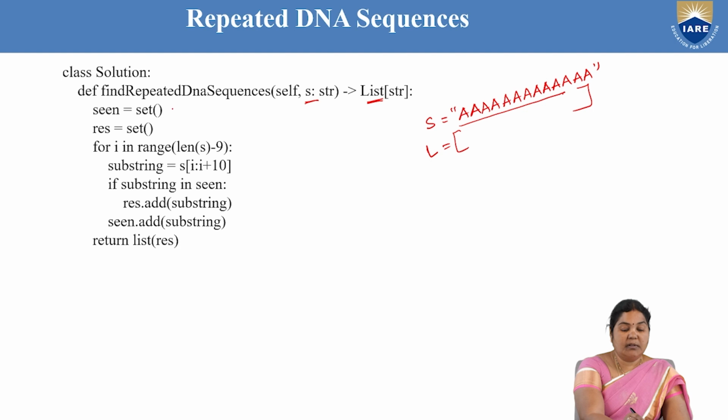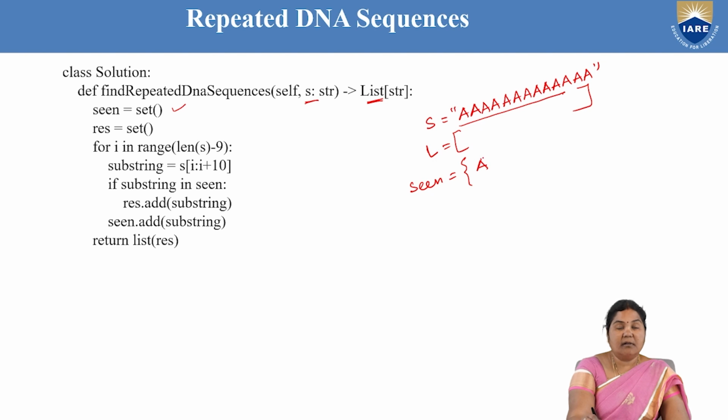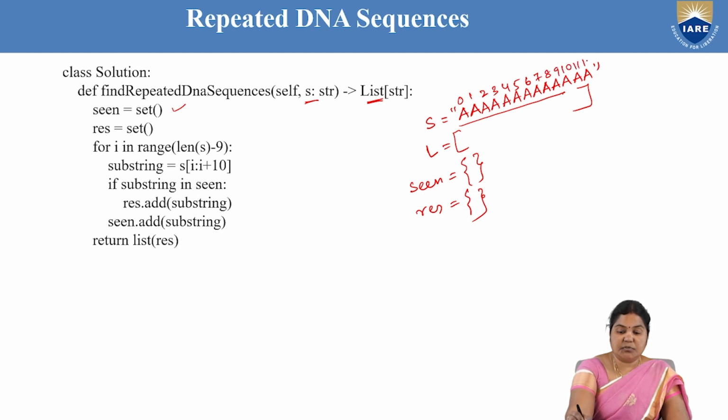First we will take a set called seen. If you convert this into a set, it will contain only the unique character A. Now, result is also a set. Seen is an empty set and result is also an empty set. So, for i in the range of length of string, how much is it? It is 13. So 13 minus 9 is 4.